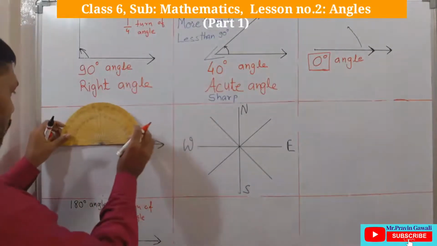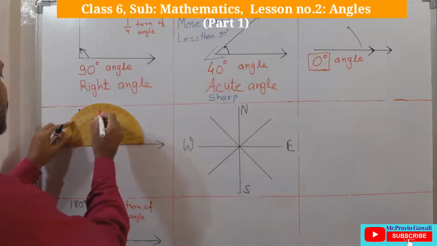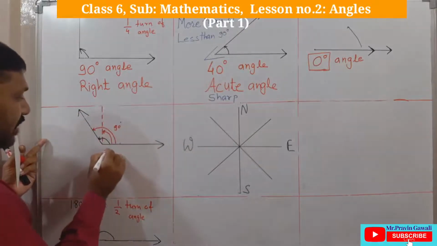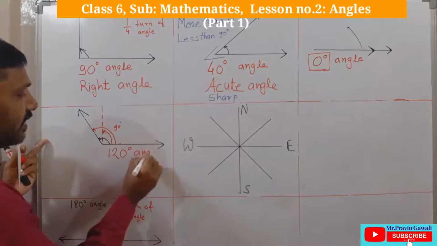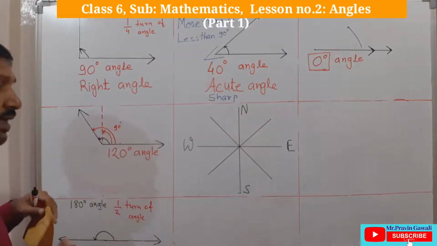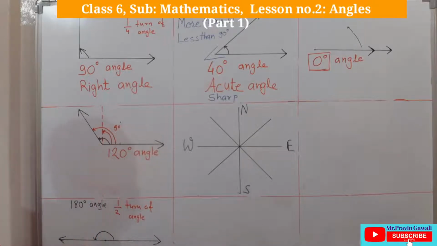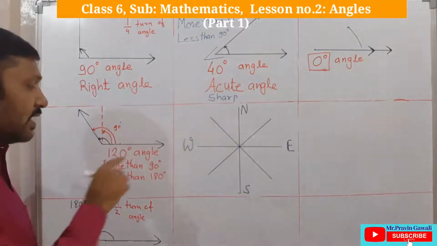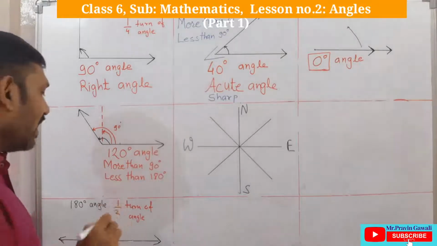See, 90, 100, 110, 120. It measures 120 degrees. It is a 120 degree angle. It is more than 90 degrees and less than 180 degrees. So it is known as obtuse angle.